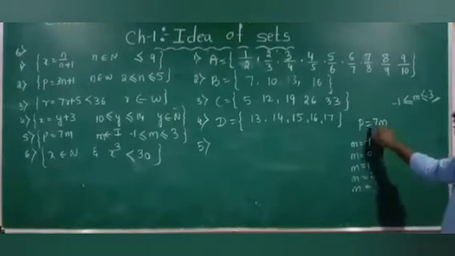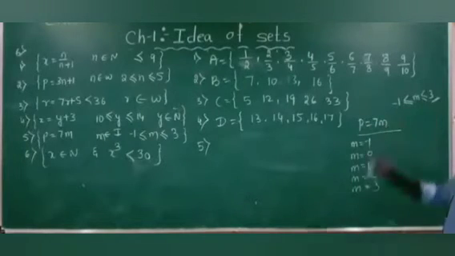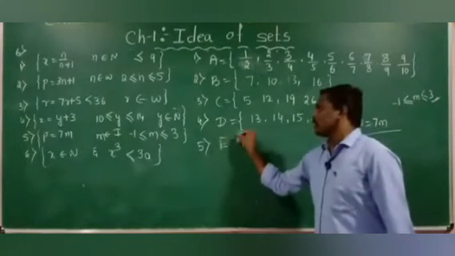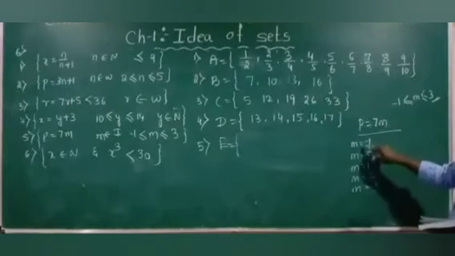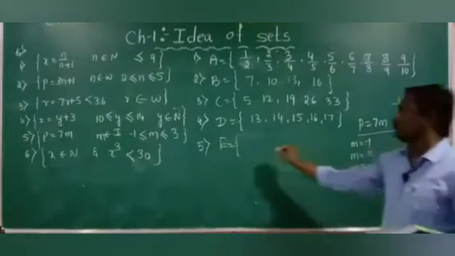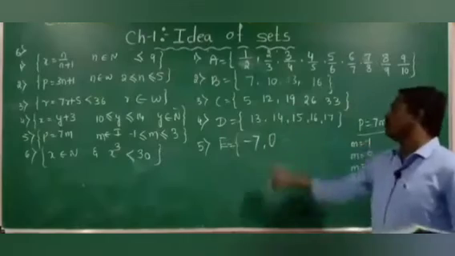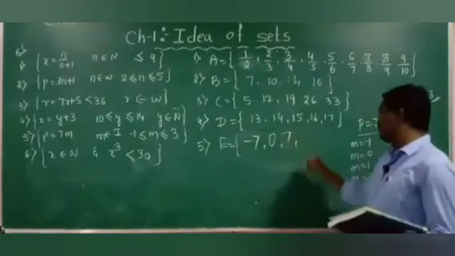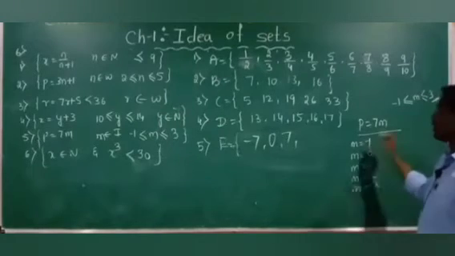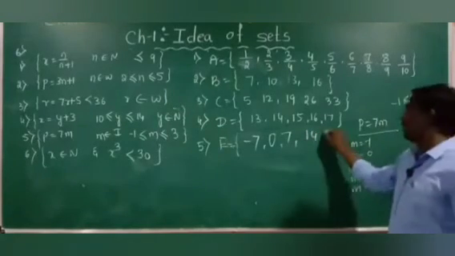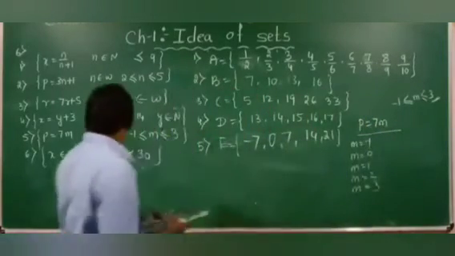Substitute these values in the given condition. P is equal to 7m. That set I am taking as E. So m is equal to -1 means 7 into -1, -7. 7 into 0 is 0. 7 into 1 is 7. 7 into 2, because the m value is 2, so 7 twos are 14. 7 threes are 21. So these are the required elements of the fifth question.